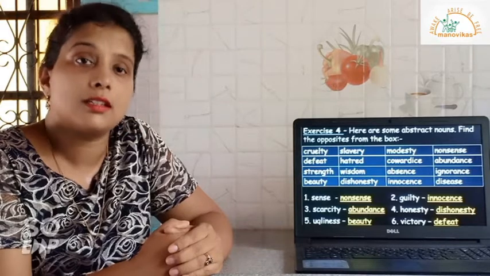This is a continuation as we have 16 words in the box. Well, assuming that you have attempted these words, I give you the answers. Sense is, the opposite is nonsense. Guilty, the opposite innocence. Scarcity, opposite abundance. Honesty, opposite dishonesty. Ugliness, opposite beauty. The opposite of victory is defeat.